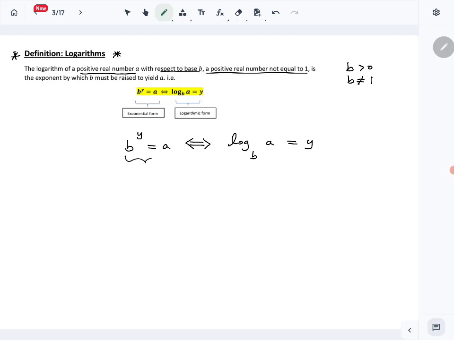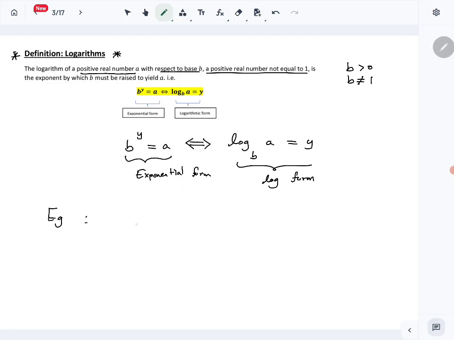So this form is called the exponential form. Then this is called the log form. They are inverses of each other. The log function is the inverse of the exponential function and the exponential function is the inverse of the log function. So you need to know how to convert from exponential form to log form and from log form back to exponential form.